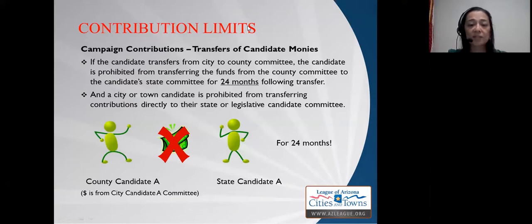Okay, this is a question about the previous section on the statement of organization. Does a potential candidate have to file a statement of organization before they file their candidate paperwork if they collect the $1,100 before they file their paperwork?